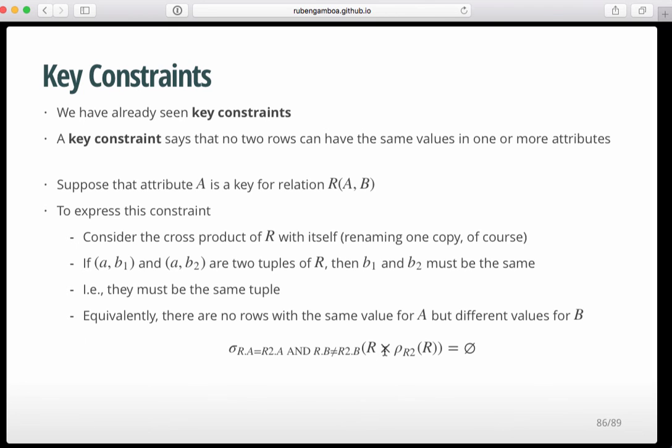So we'll take R, we'll take the cross product with itself, renaming it to R2, and then we try to find all tuples that have this property. They have the same value of A and different values of B. What should the result of that be? The empty set, because there should be no such tuples.